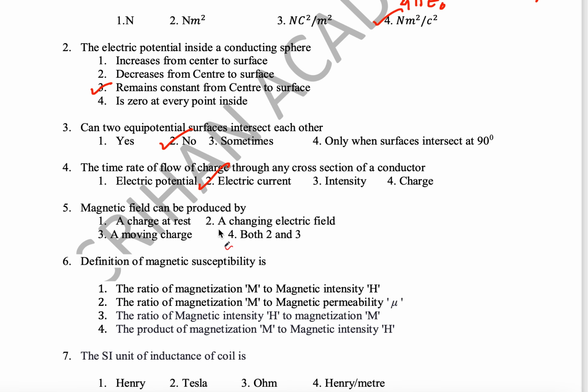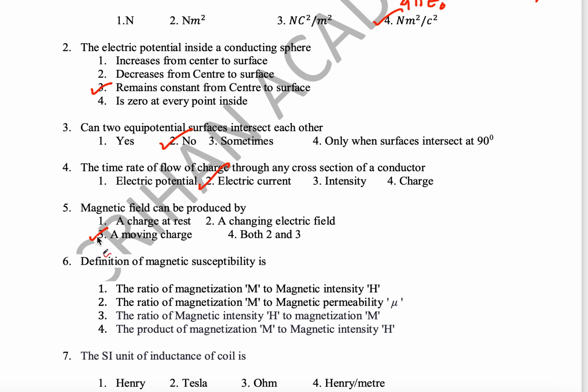Magnetic fields are produced, as we study in the fourth chapter, moving charges and magnetism. Current carrying conductors produce magnetic fields, and moving charges are the source of the magnetic field. That is the one point.